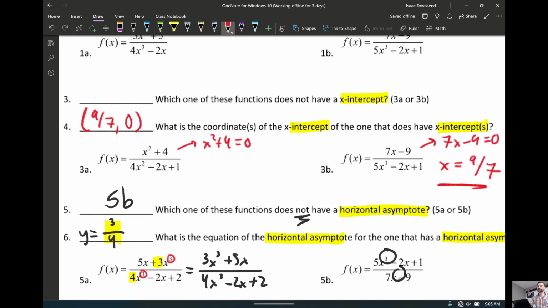The problem with 3a, and the reason why it doesn't have an x-intercept, is if you try to find the numbers that make the numerator 0, you get plus or minus 2i. And there's nothing wrong with imaginary numbers, but imaginary numbers don't show up on a normal xy plane graph. It's not going to show up as an x-intercept. There's nowhere for you to plot 2i and negative 2i in an xy plane. So that's why 3a would not have an x-intercept, but 3b would. Nothing made the numerator 0 on 3a. Something did make the numerator 0 on 3b.